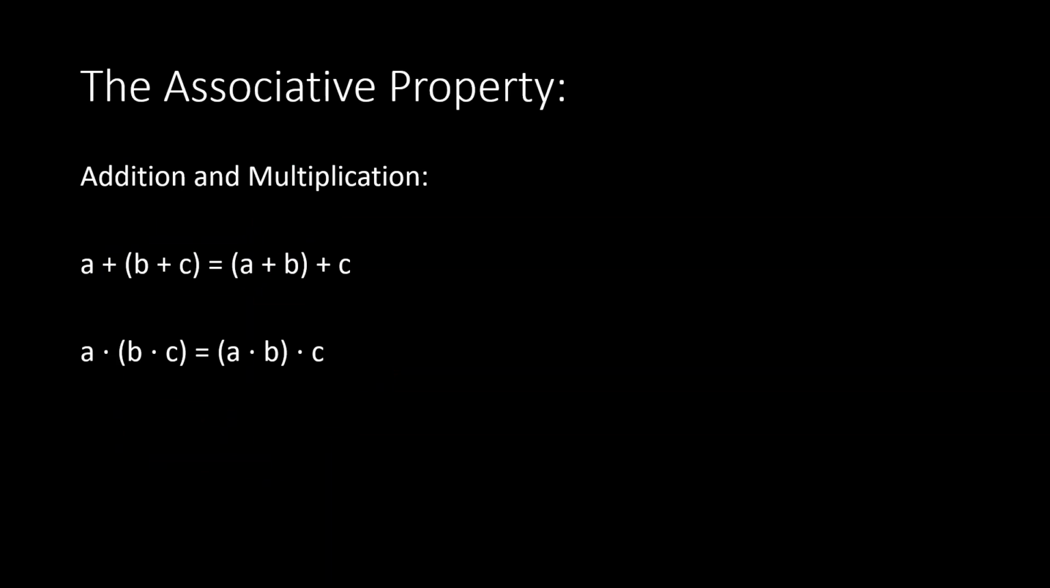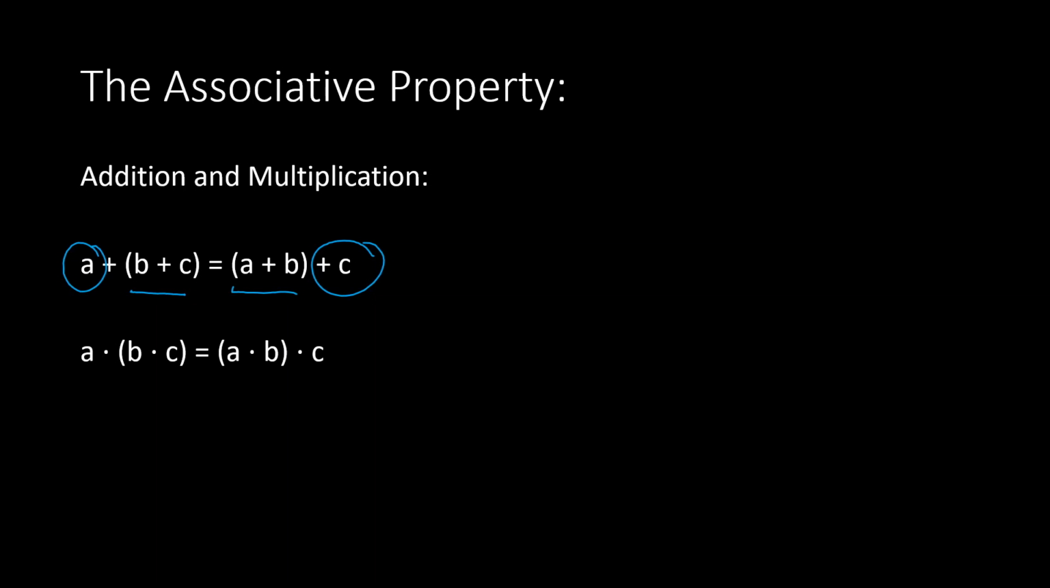So now we have the associative property, and this shows that you can group numbers in any way and still get the same answer. So as you can see, b plus c is grouped together and added to the a, and that is equal to how a plus b is grouped together and added to c. So as you can see, they equal the same thing.